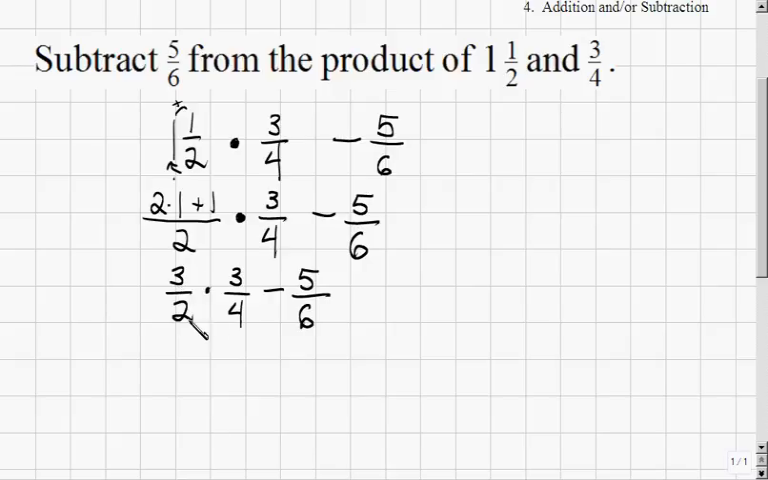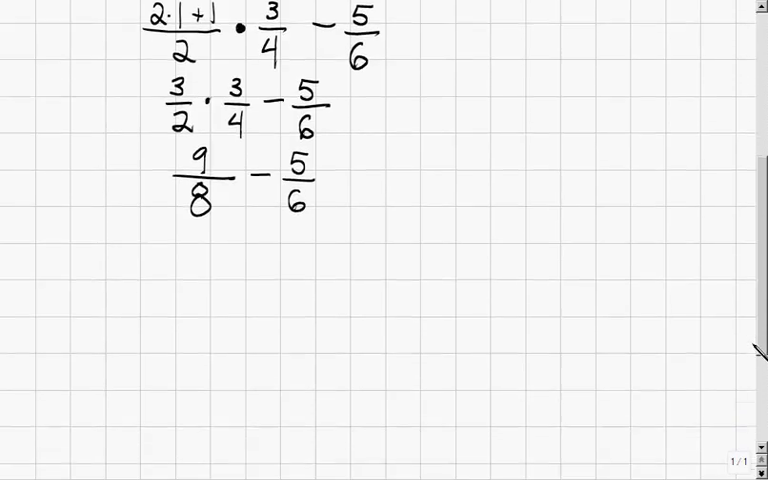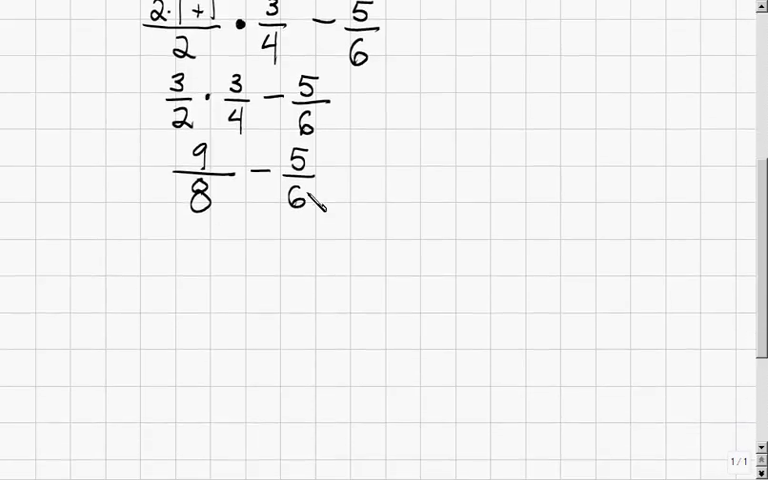So 3 times 3 and 2 times 4 will be our new fraction. 3 times itself becomes 9 over 2 times 4 is 8 minus 5/6. We now have 9/8 minus 5/6. Well, we recall that when it comes to adding or subtracting fractions, we can only do that when we have common denominators. So the smallest number that both 8 and 6 divide into would be 24.